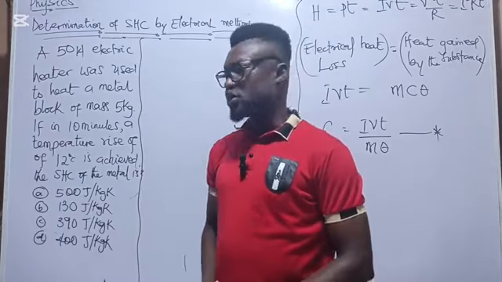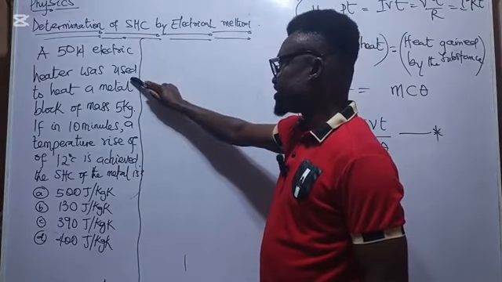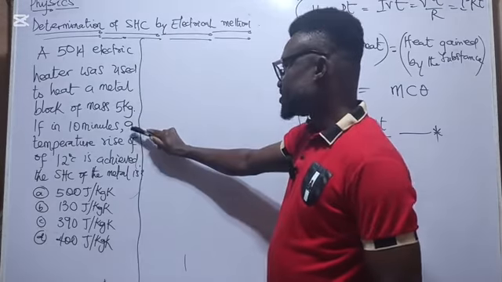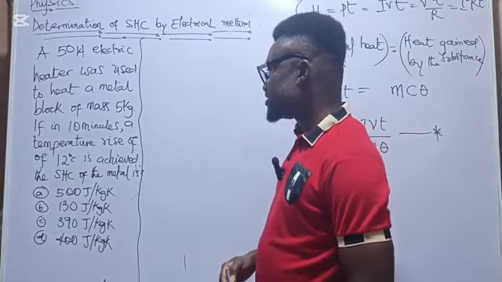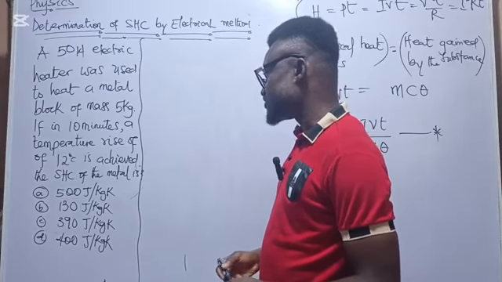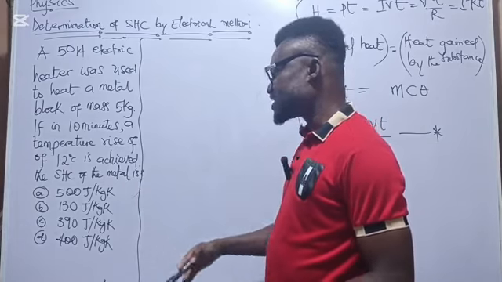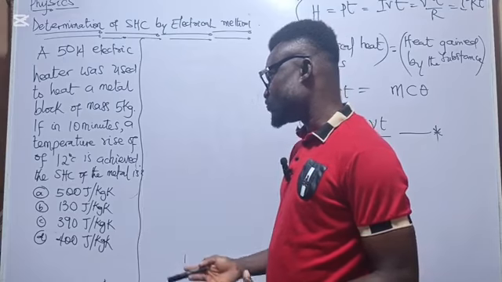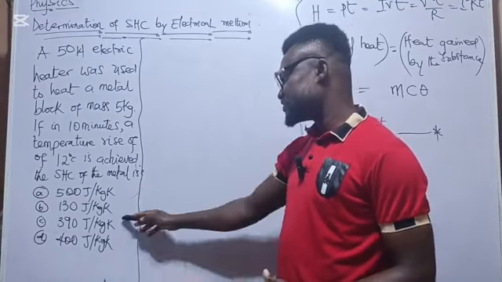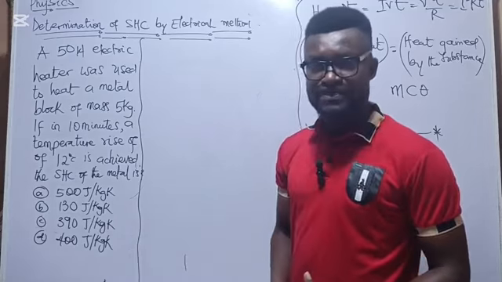Okay, we have a question on the board. It reads, a 50-watt electric heater was used to heat a metal block of mass 5 kg. If in 10 minutes, a temperature rise of 12 degrees Celsius is achieved, the specific heat capacity of the metal is, we have option A, 50 joule per kilogram per Kelvin, B, 130 joule per kilogram per Kelvin, C, 390 joule per kilogram per Kelvin, D, 400 joule per kilogram per Kelvin.